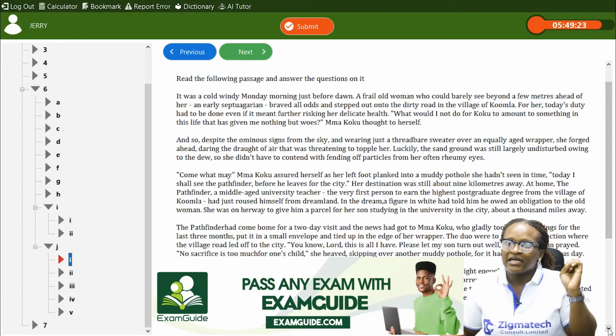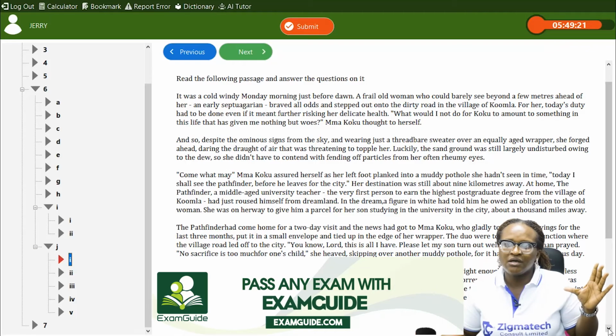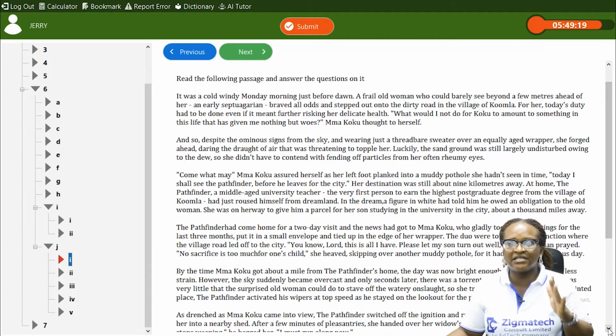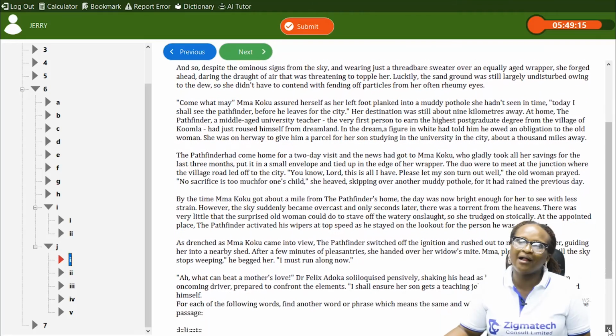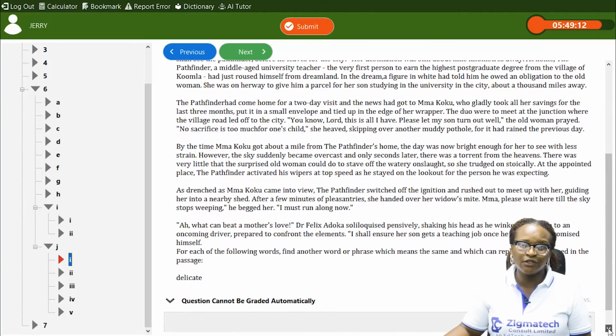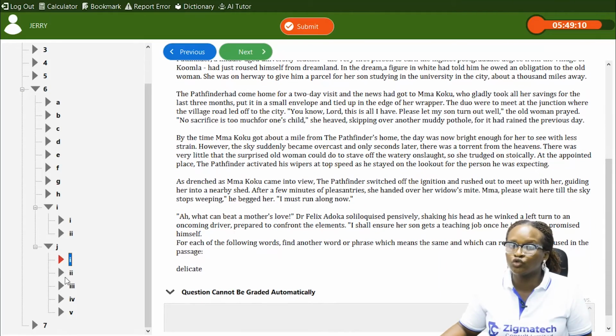So she said, if it meant further risking her what? Weak health or her fragile health. So weak, fragile, the two can actually go, but I must choose one. And I said I'm choosing what? Weak. The next word is ominous.